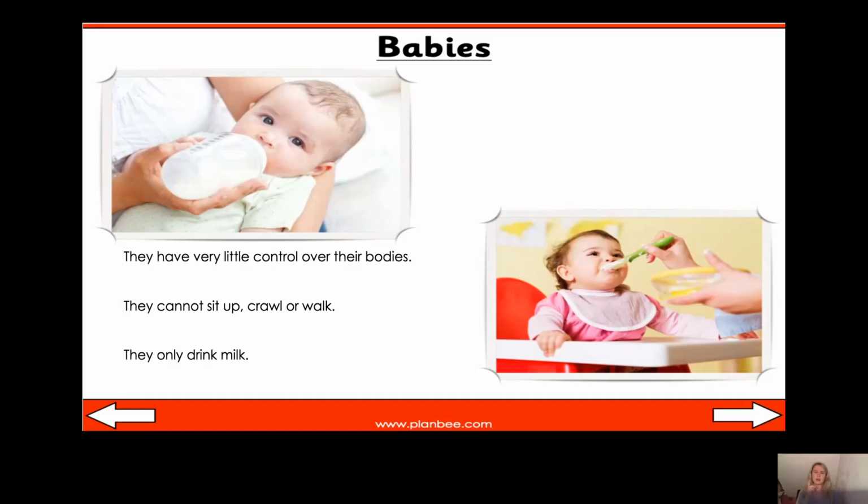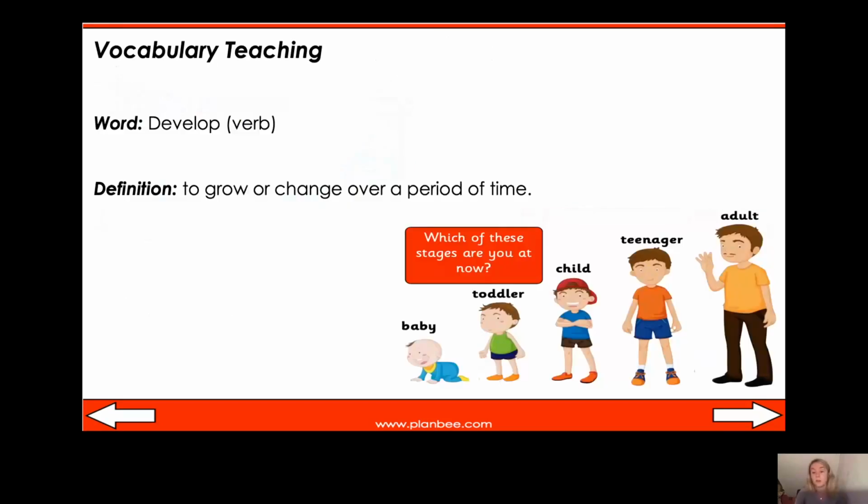Okay, now I just said as they develop. What does that mean? As they develop, because they start not being able to sit up, not being able to crawl, and not being able to walk. But then after they develop a little bit, they're able to sit up, hold objects in their hands, and eat solid foods. Well, develop is a verb, okay?